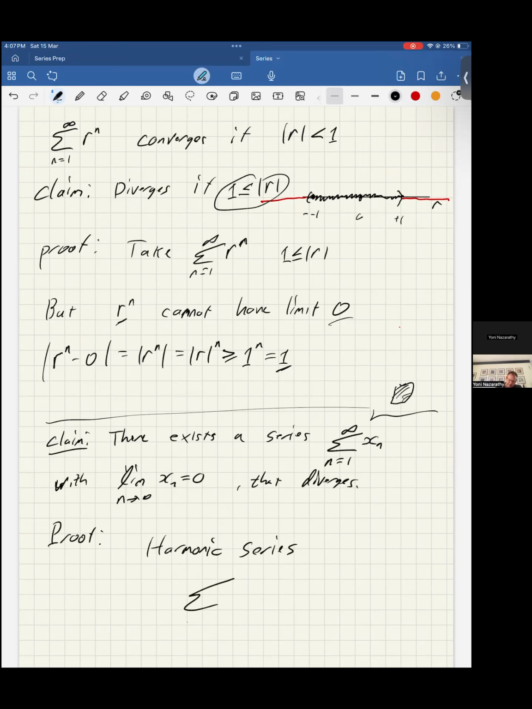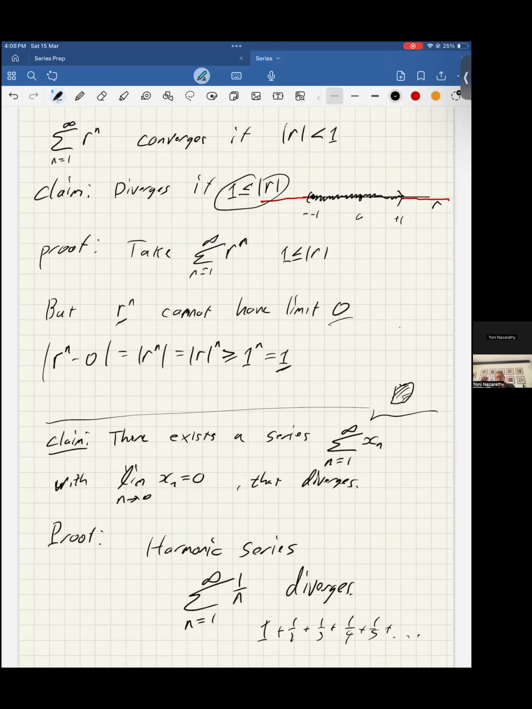So the sum from n equals 1 to infinity of 1 over n diverges. Let me show you this. Let's see why the harmonic series diverges. The harmonic series is 1 plus a half plus a third plus a quarter plus a fifth and so on.